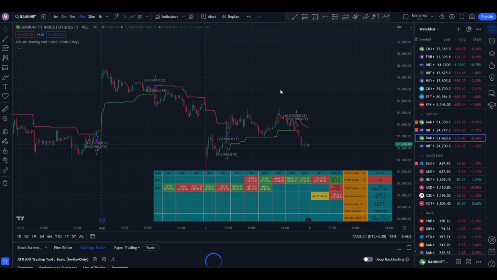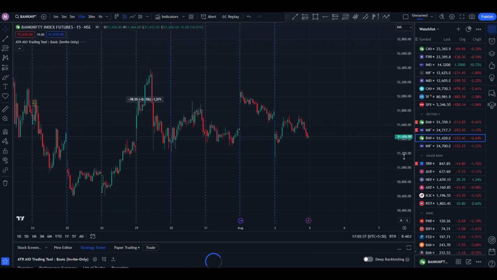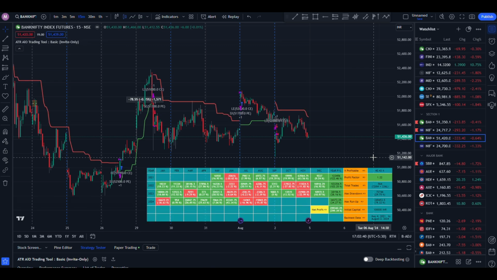Let me change the time frame. It is the 15 minutes time frame, and if you trade with the 7.3 ATR settings, from May 2021 to August 2024, you will get around 2,99,342 rupees. So total 3 lakh rupees profit if you traded with one lot. So this is in rupees.